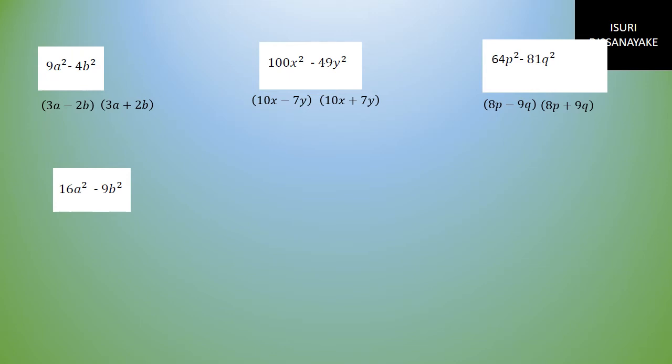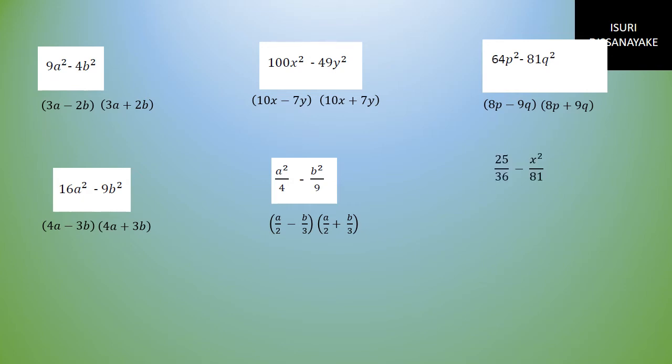16a squared minus 9b squared. 16 means 4 squared, 9 means 3 squared. So we have (4a minus 3b)(4a plus 3b). Next question, look at this. A squared over 4 minus b squared over 9. So we are going to write this as (a over 2 minus b over 3)(a over 2 plus b over 3).